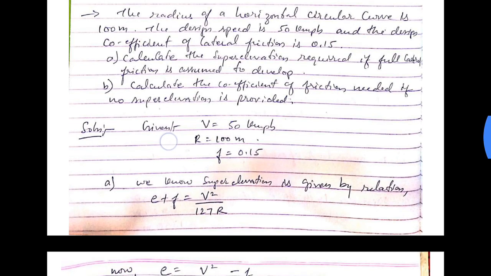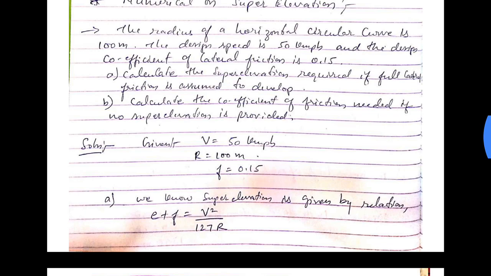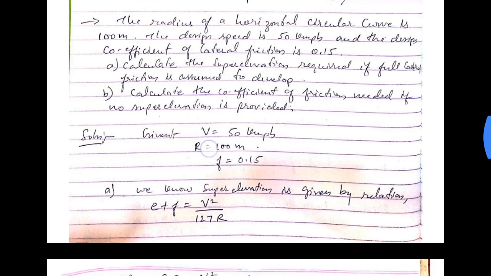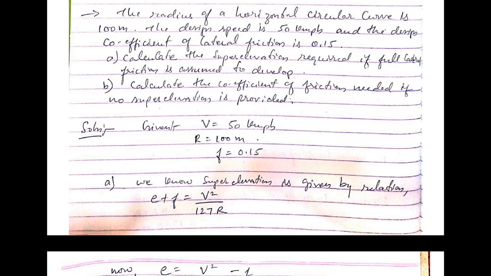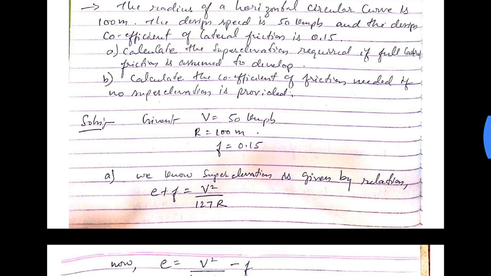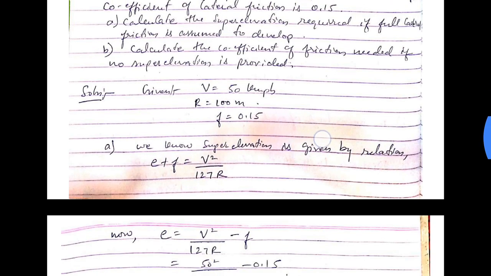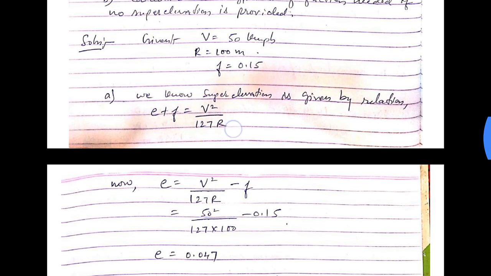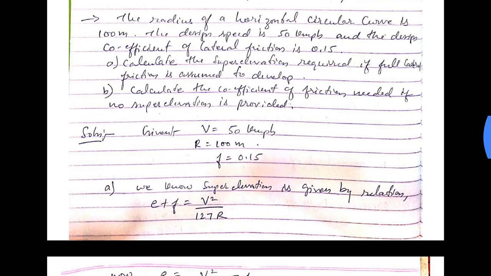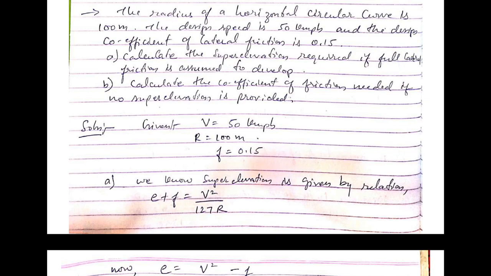So we'll go ahead with the solution. What is given to us? Design speed is given, so 50 kmph. Radius of horizontal curve is 100 meters and coefficient of friction is 0.15. For the first condition, we know the formula for super elevation is E plus F equal to V square by 127 R. Here it is said that super elevation is required if full friction is developed.